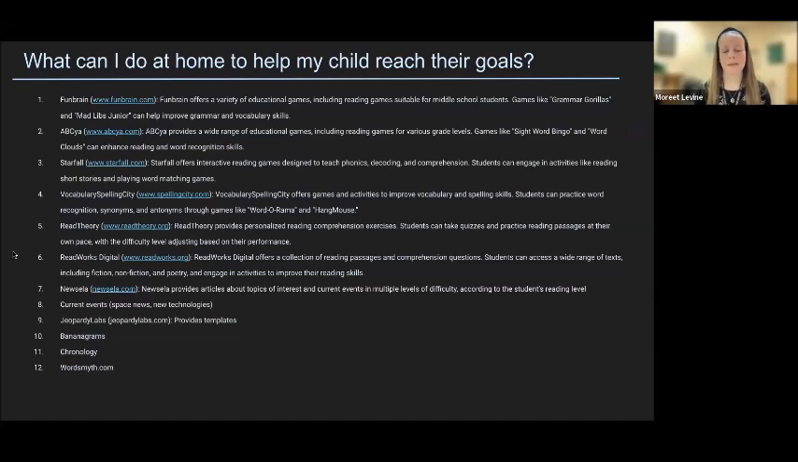And number eight is current events. So if you hear about something that's happening in the news that you think would interest your child, I do this with them a lot. Then I pull up an article and we read it together and we talk about what's going on.